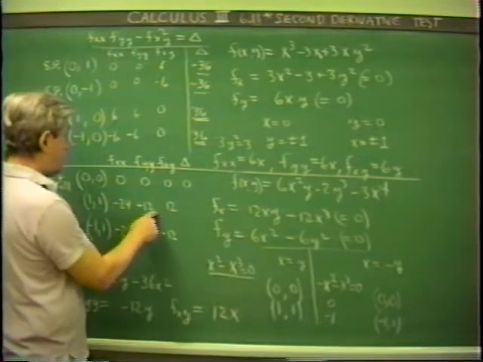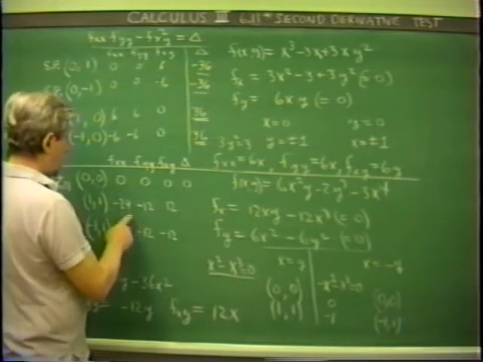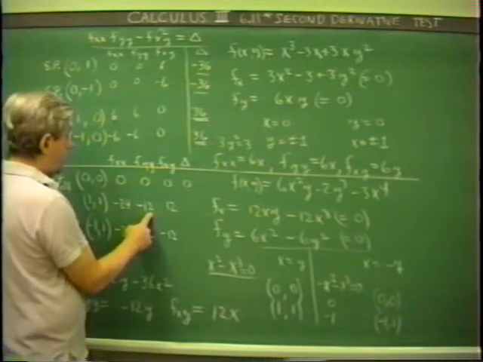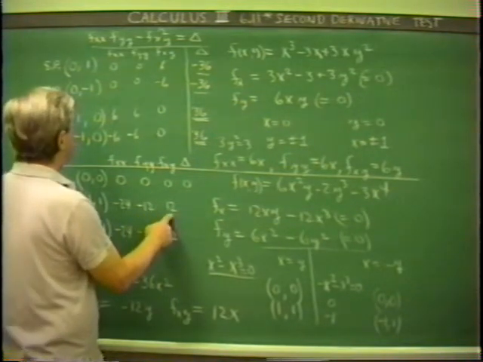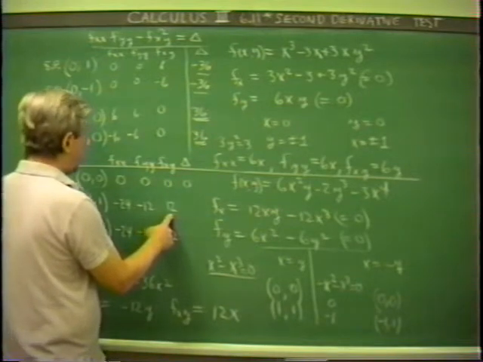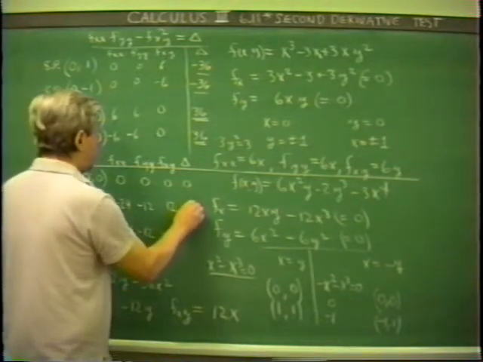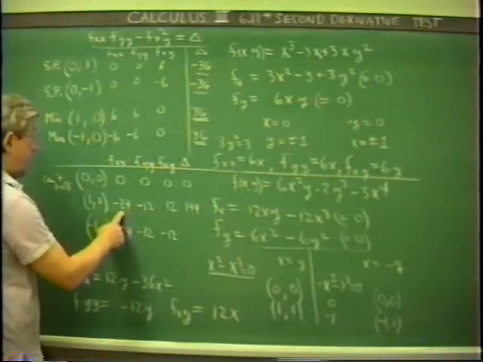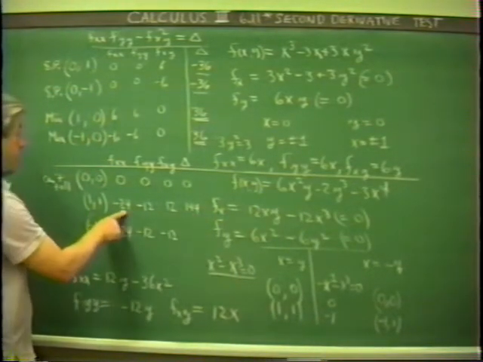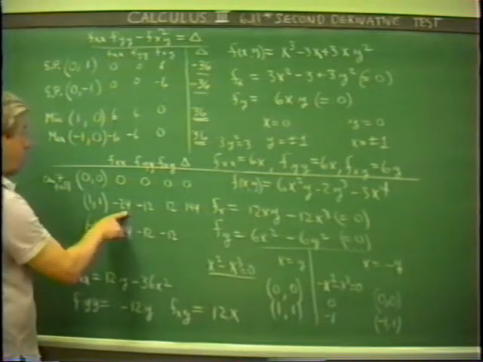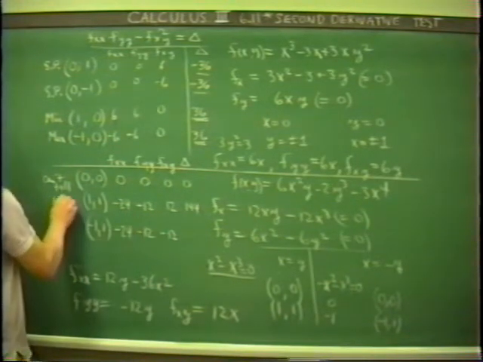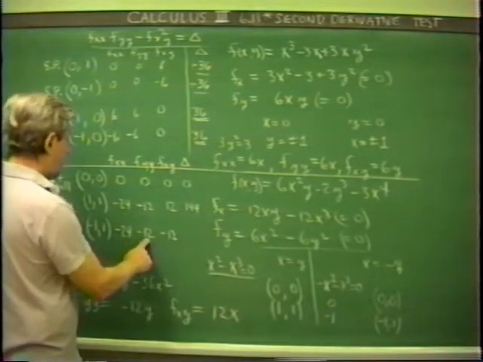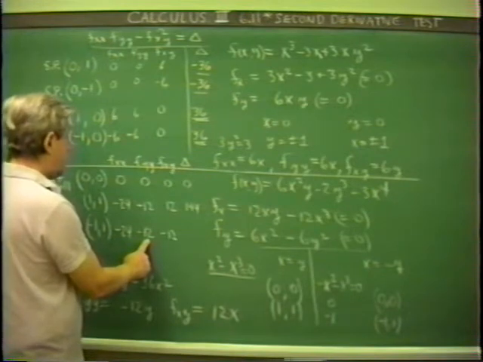Well, here delta is equal to 0, so you can't tell. Right? Here we've got this times this minus this. 24 times 12 is going to be 288 minus 144 squared. This is going to be 144. So that's positive. fxx is negative here, and so this says that what? Negative means concave down, so a maximum here, huh?